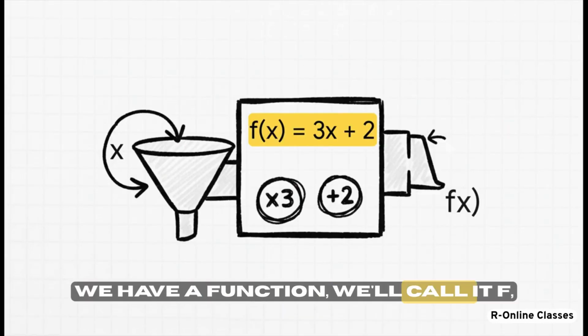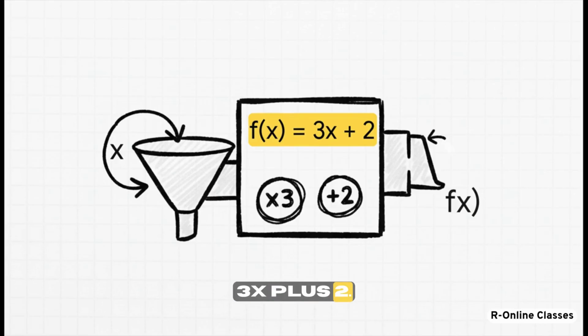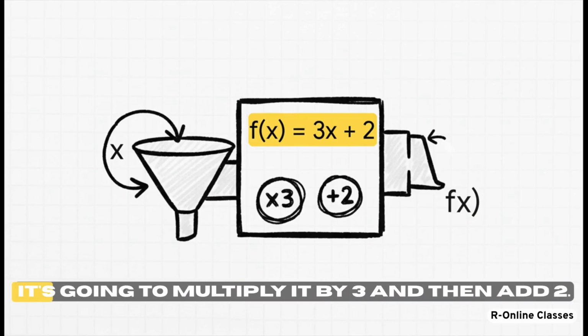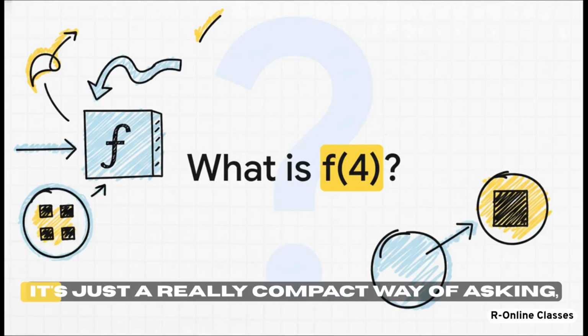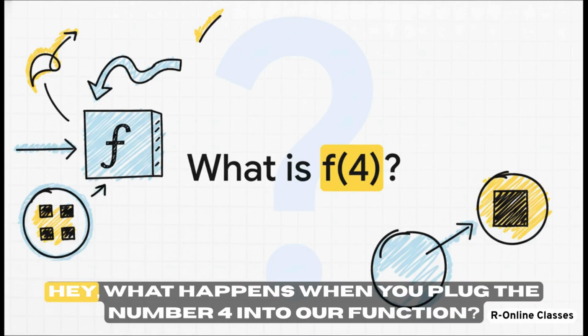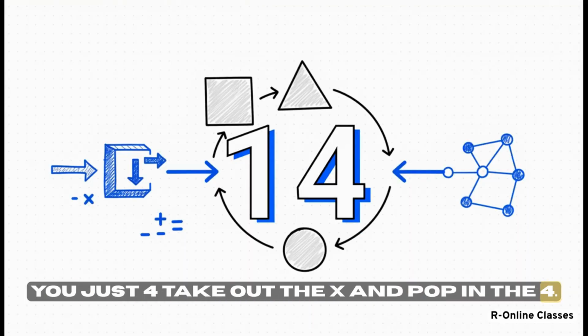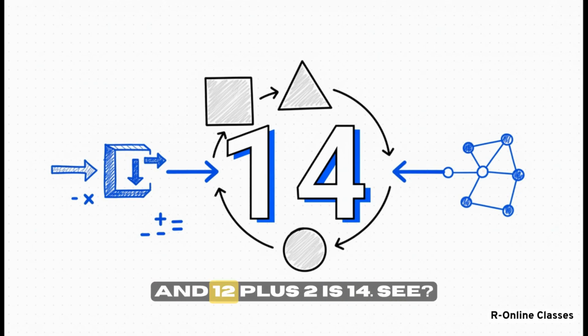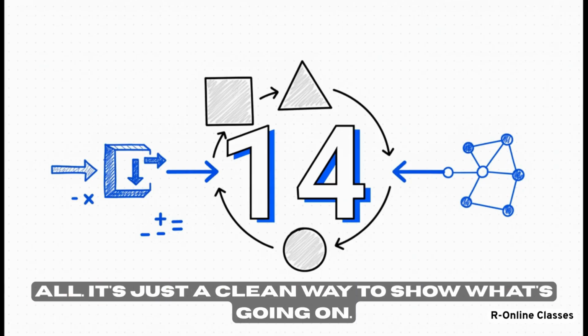We have a function, we'll call it f, and the rule for f is f of x equals 3x plus 2. In other words, whatever number you give it, it's going to multiply it by 3 and then add 2. Okay, so with that in mind, what is f of 4? See how that works? It's just a really compact way of asking, hey, what happens when you plug the number 4 into our function? And the answer? It's 14. You just take out the x and pop in the 4. So 3 times 4 is 12, and 12 plus 2 is 14. See? That f of x notation isn't so scary after all. It's just a clean way to show what's going on.